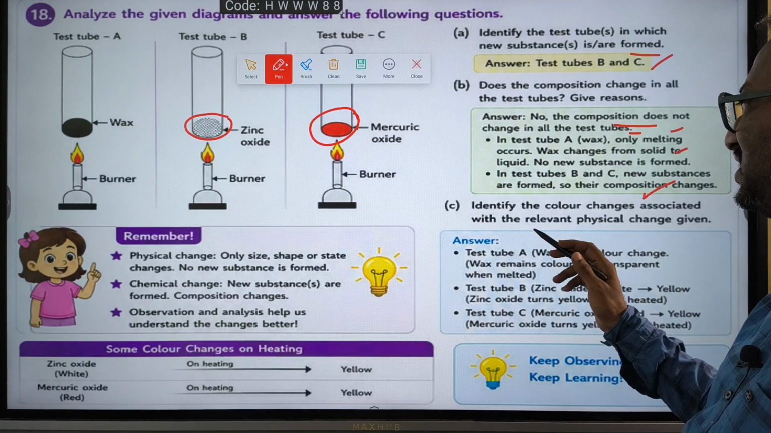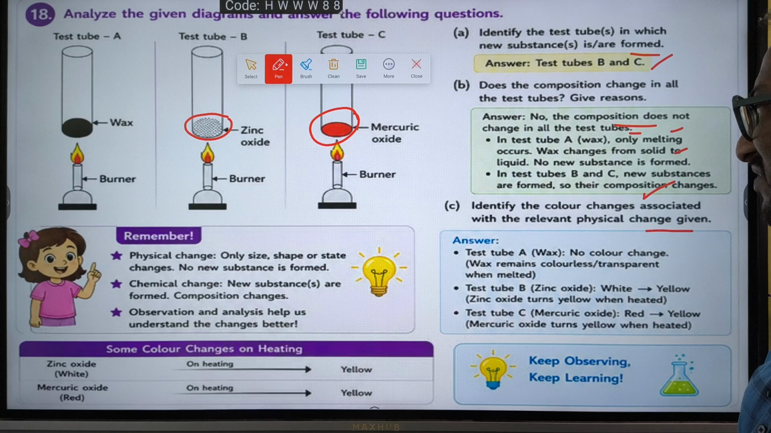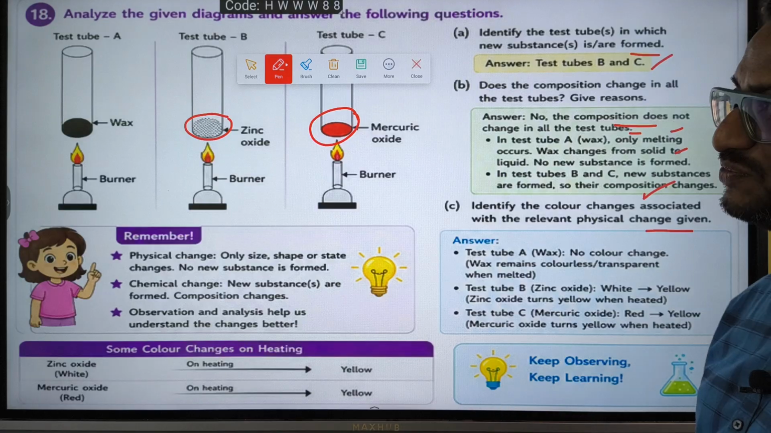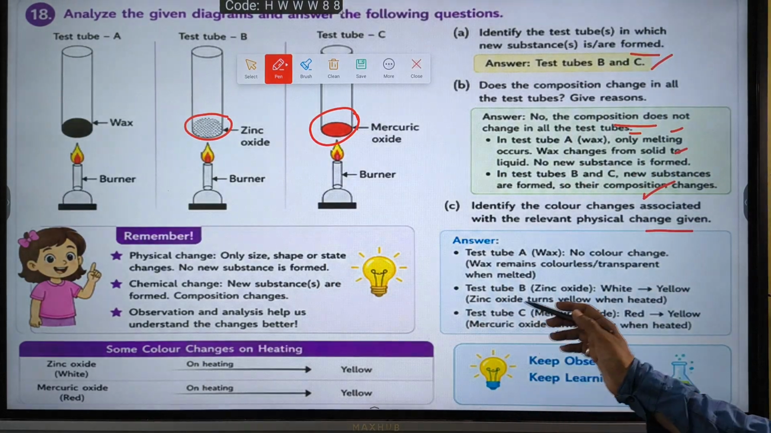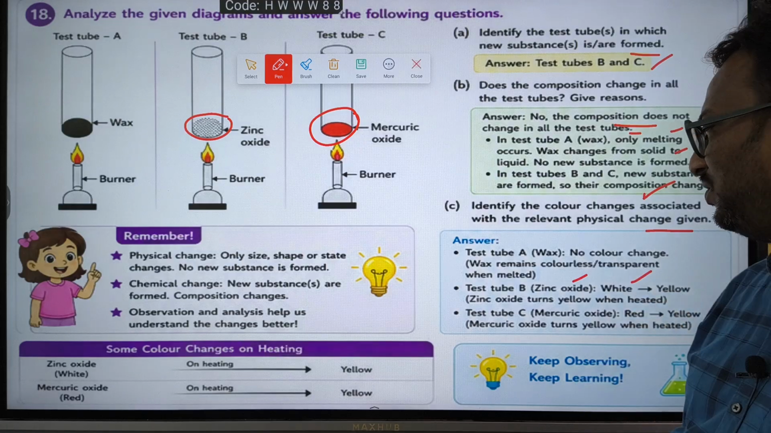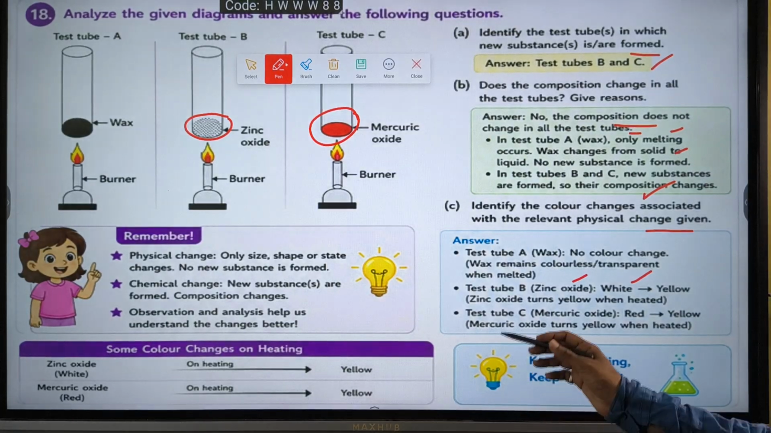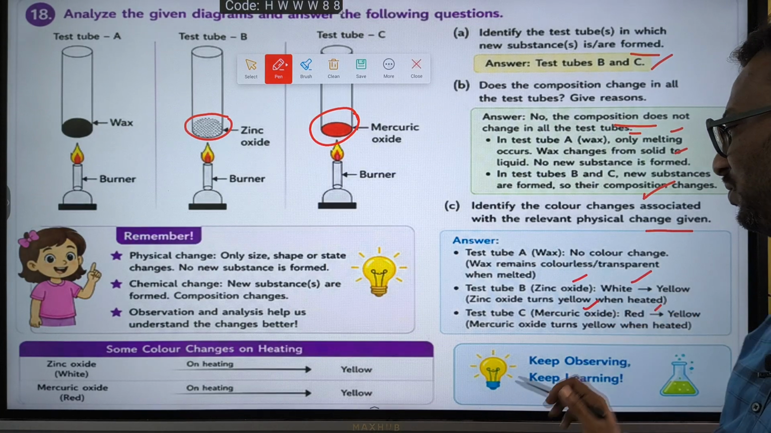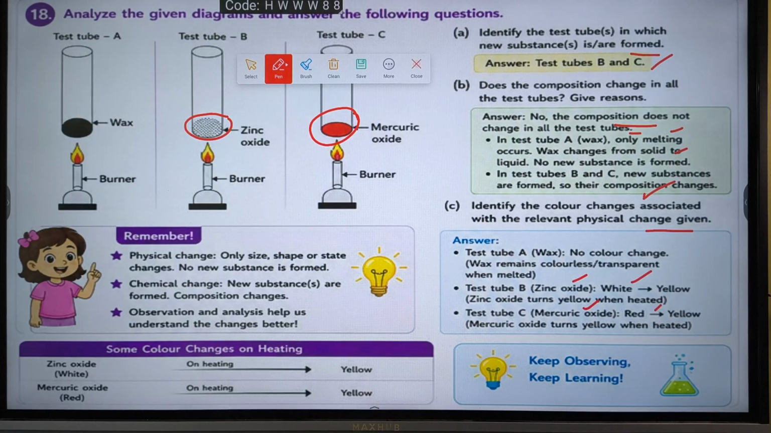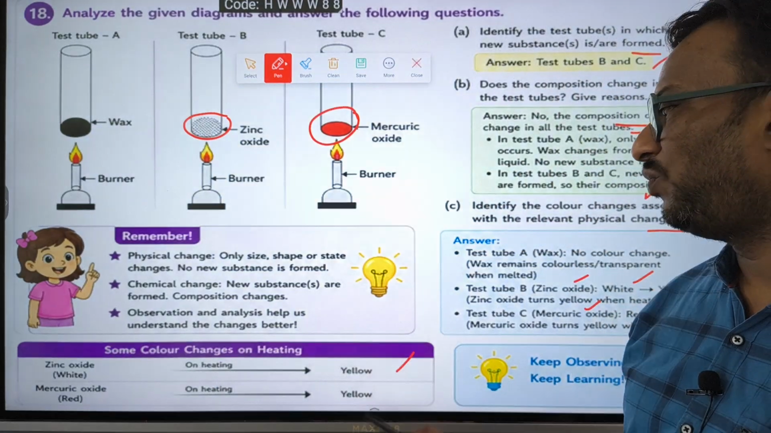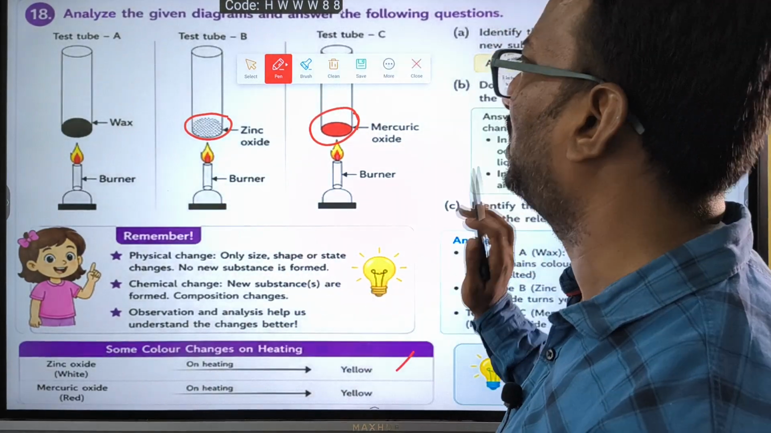Identify the color change associated with the relevant physical changes given. Test tube A, no color change. Wax remains colorless or transparent as it is. In test tube B, zinc oxide converts from white to yellow on heating. On cooling, it turns from yellow to white. In test tube C, mercuric oxide turns from red to yellow when heated. On heating, zinc oxide turns from white to yellow. Mercuric oxide turns from red to yellow.